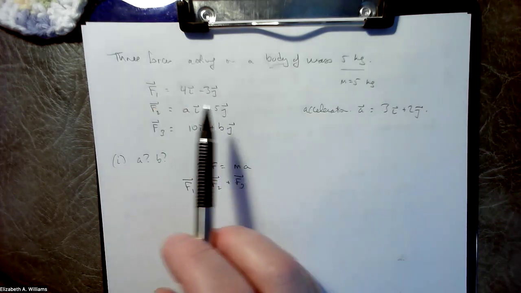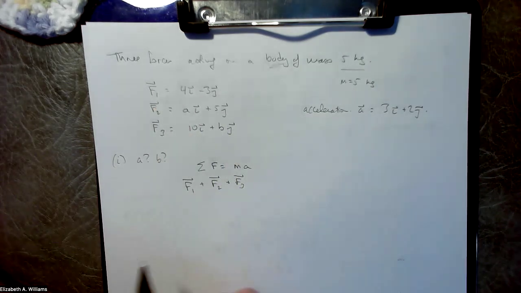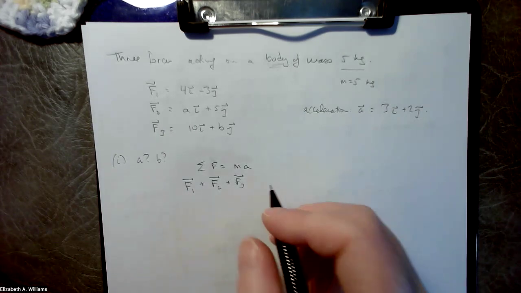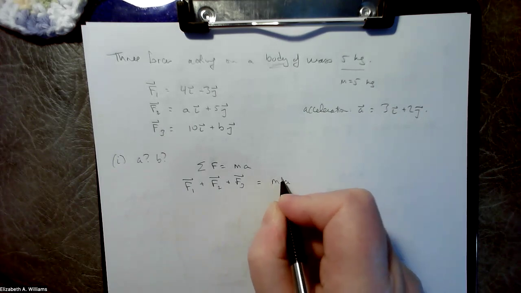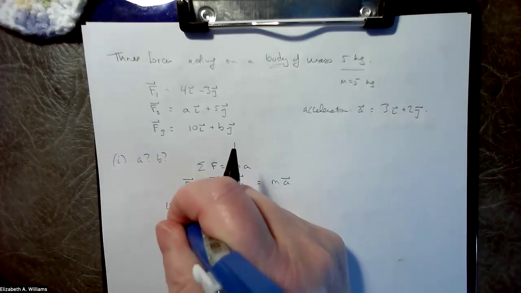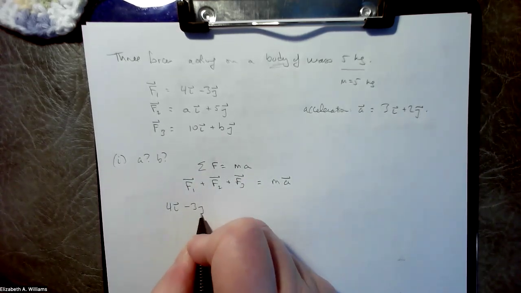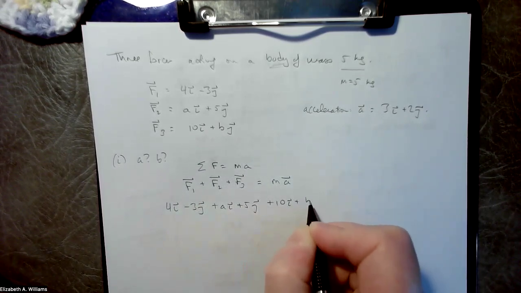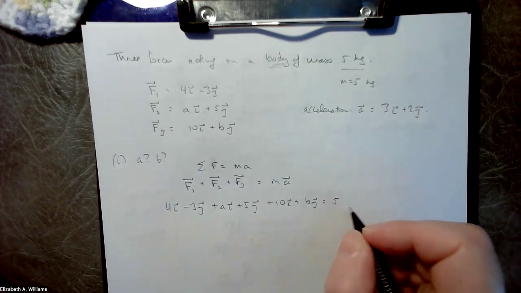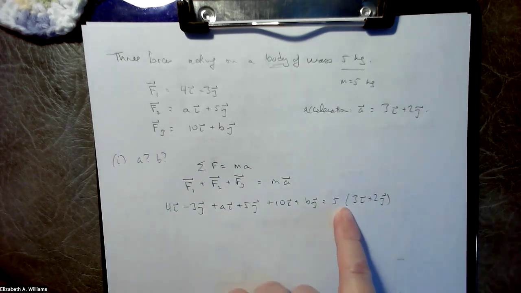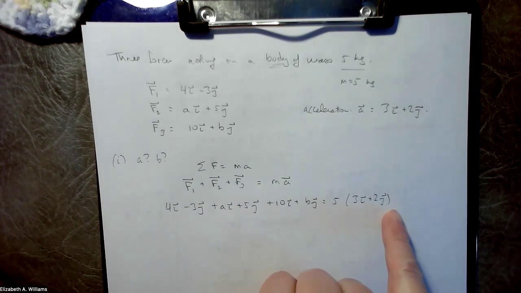And you can generally do that whenever you've got Cartesian vectors. You can separate them out, but you don't always have to. Basically what it means is you're running things in parallel. And this is what I mean. My three forces all added up together is going to be mass times whatever my acceleration vector is. So I've got 4i minus 3j, add ai, add 5j, add 10i, add bj. When I do that, I get 5 times my acceleration vector, which is 3i add 2j. And again, mass is a scalar, so I can multiply that through my acceleration vector.